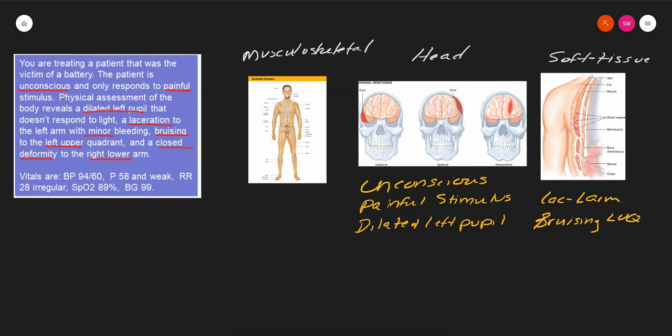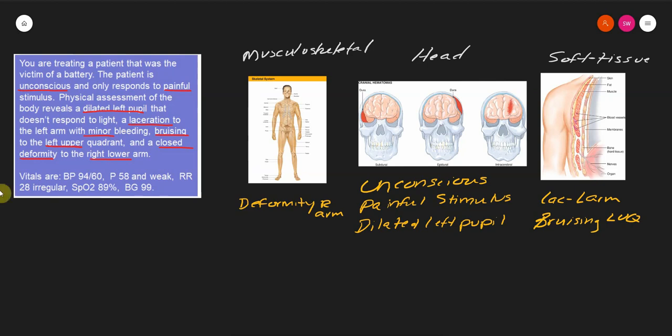And then we've got a closed deformity to the right lower arm. That would fall into the musculoskeletal range here, right? So deformity to the right arm. All right, so based on our physical assessment, I've got three things that fall into the head injury range here, two things that could fall into soft tissue, and one into musculoskeletal.